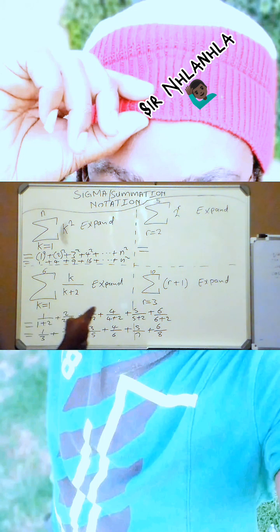Hence we have 1, 2, 3, 4, 5, 6. Also in this part we have 1, 2, 3, 4, 5, 6. Sharp.